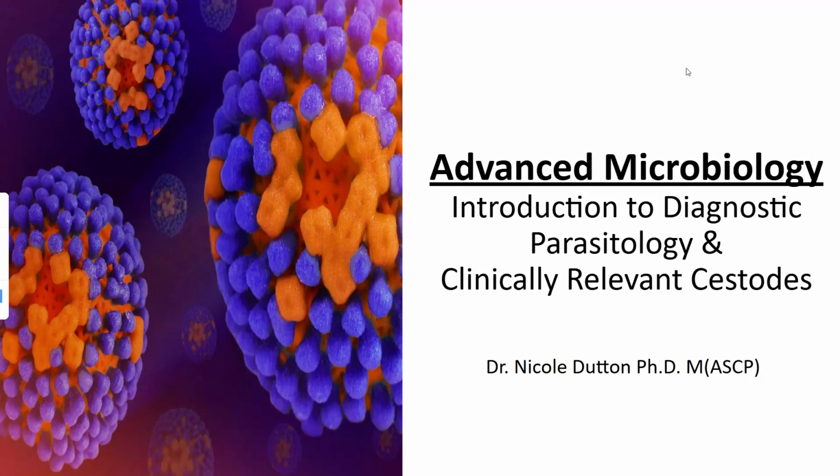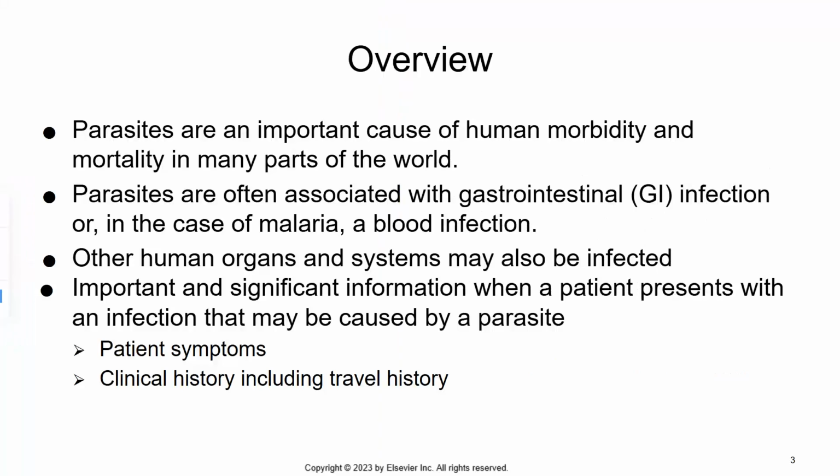Introduction to Diagnostic Parasitology and Clinically Relevant Cestodes. Parasites are an important cause of human morbidity and mortality in many parts of the world. Parasites are often associated with gastrointestinal infection or, in the case of malaria, a blood infection. Other human organs and systems may also be infected. Important and significant information when a patient presents with an infection that may be caused by a parasite would be the patient's symptoms and clinical history, including travel history.